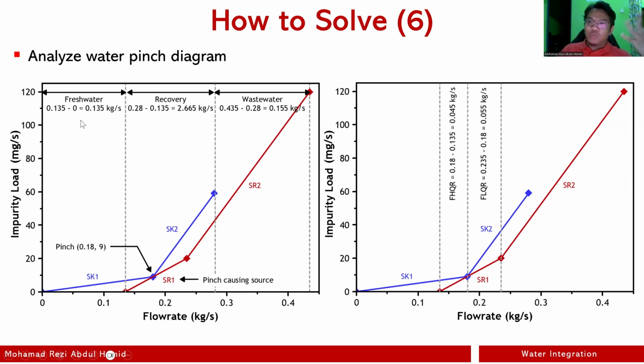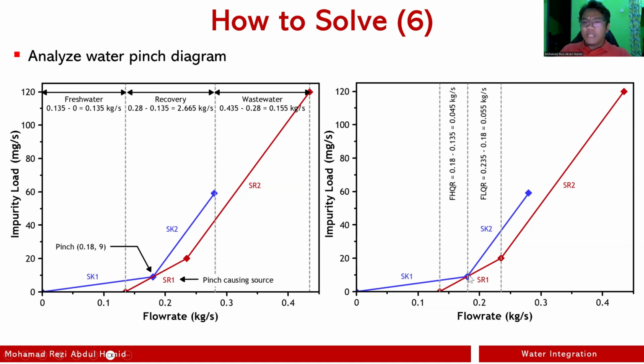Now, the amount of fresh water that you need to provide is 0.135. The amount of water that you can recover or recycle is 2665 kilogram per second, and then wastewater is 0.155 kilogram per second. So that's the first thing that I would interpret for this plot. Now, what are the other things that I can get? Obviously, you can refer to the next column here.